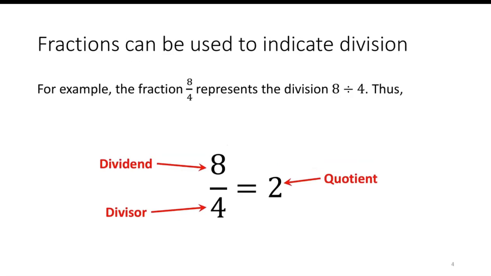Second, fractions can be used to indicate division. So for example, 8 over 4 represents the division fact 8 divided by 4. So thus 8 divided by 4 is equal to 2. 8 would be the numerator, but it's also considered to be the dividend. 4 is the denominator, and also called the divisor. And then the quotient is 2.